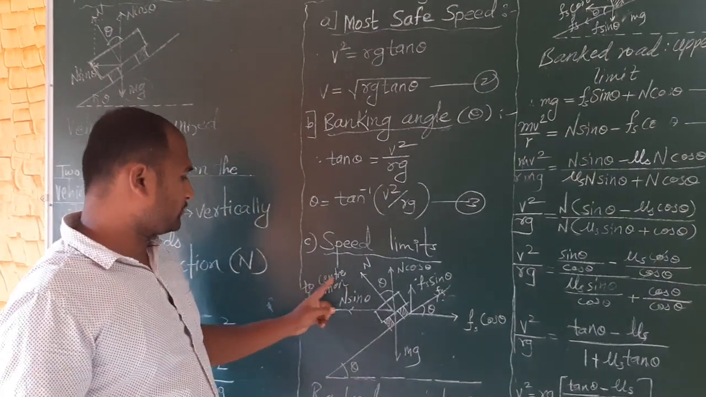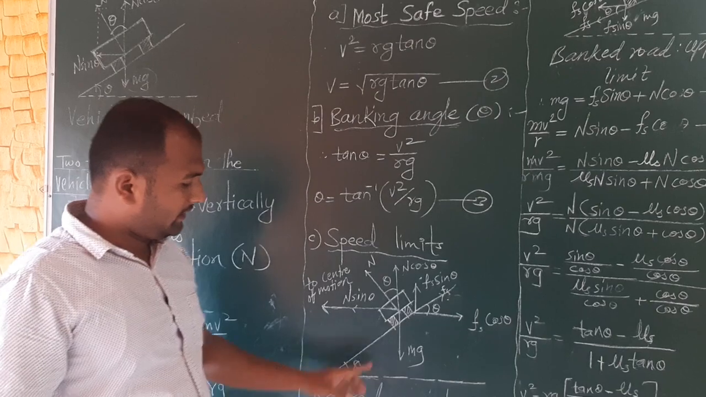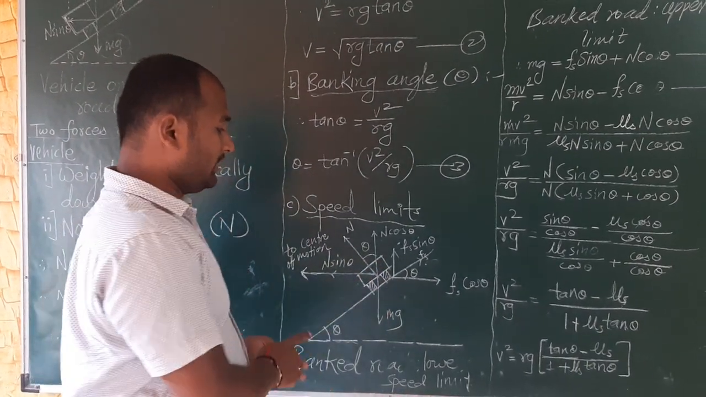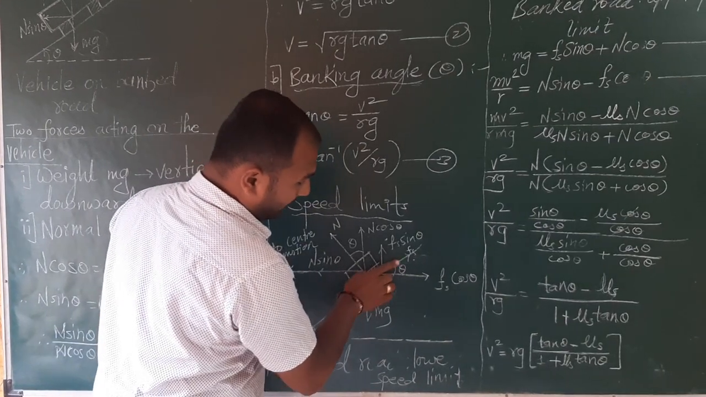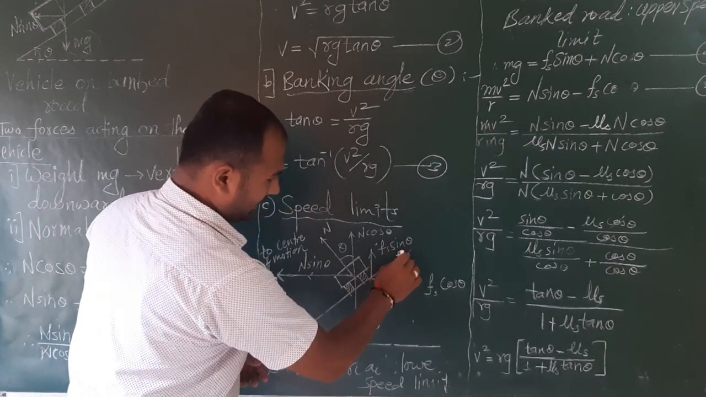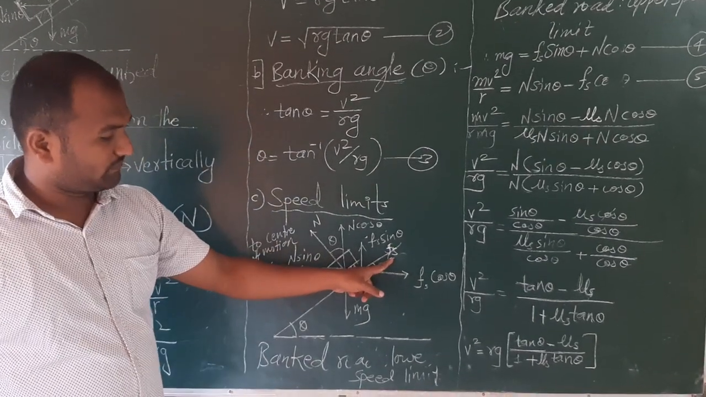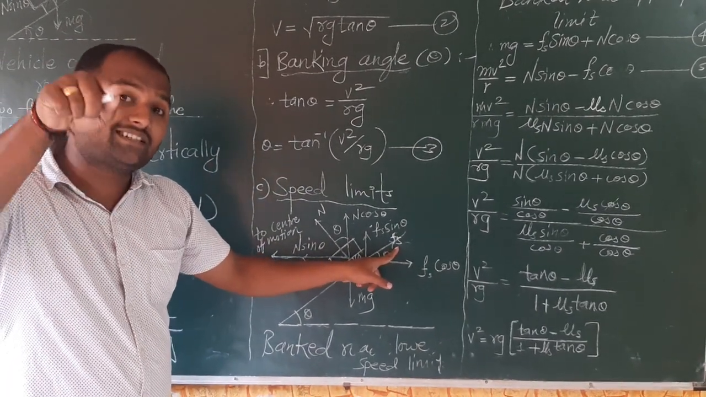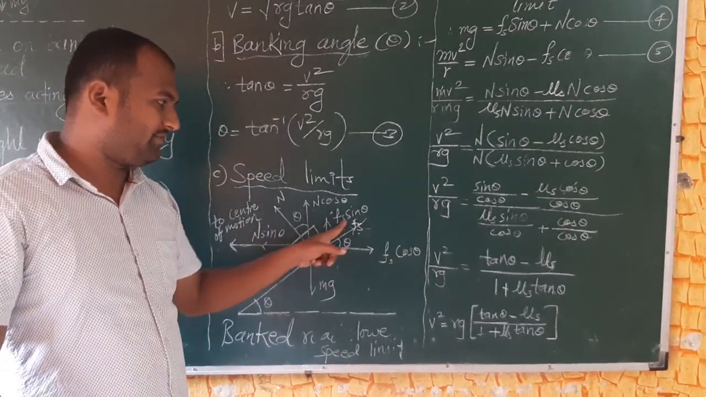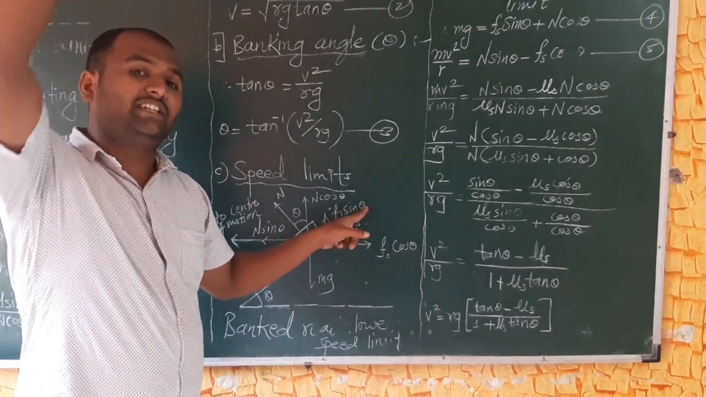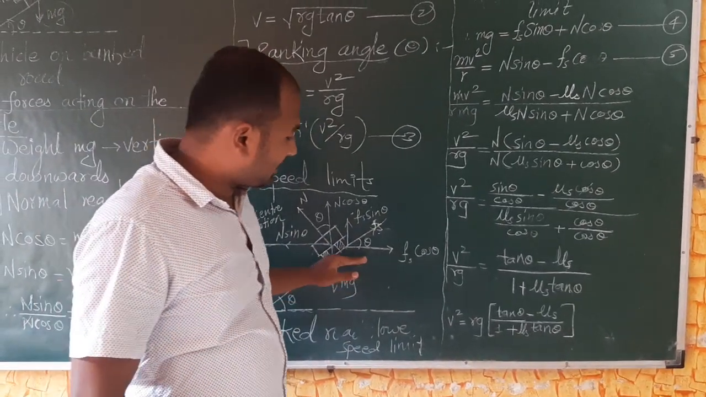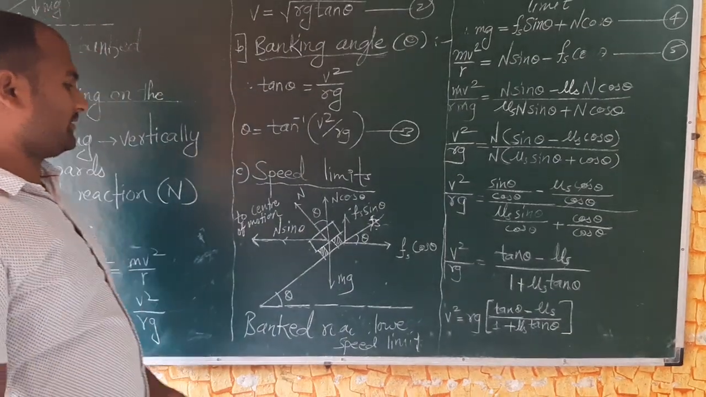But here there is one more force: the frictional force between the tires of the car and the road surface, which is acting in upward direction, that is Fs. Here Fs is the frictional force which is also resolved into two components. First one is Fs sin theta which is acting vertically upward, and second is Fs cos theta which is acting in the horizontal direction.